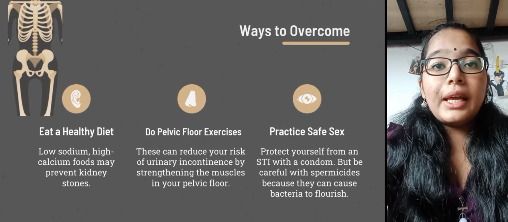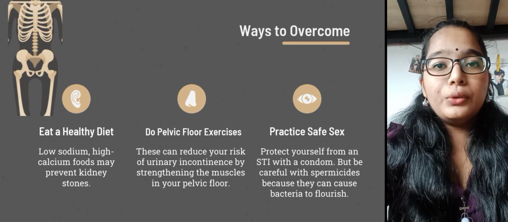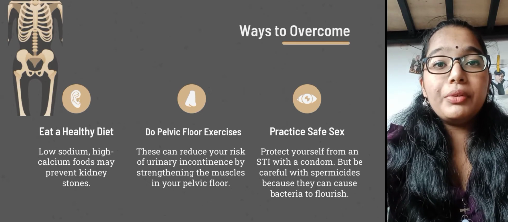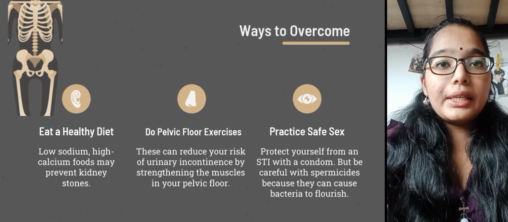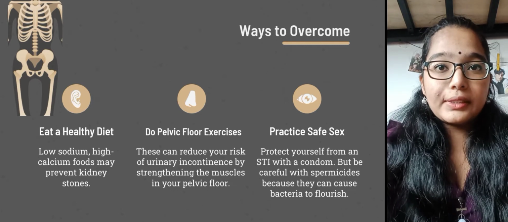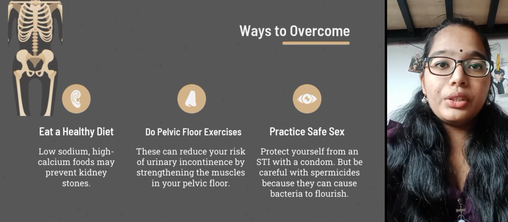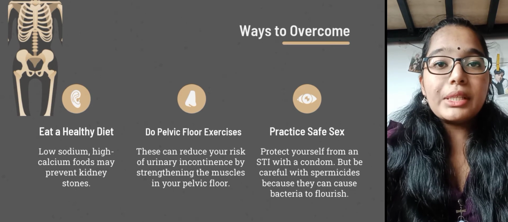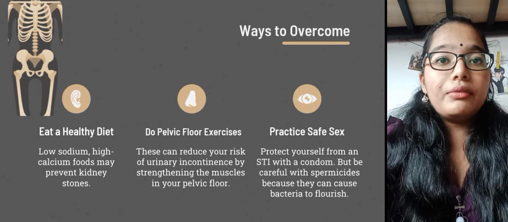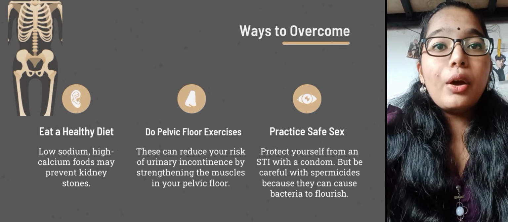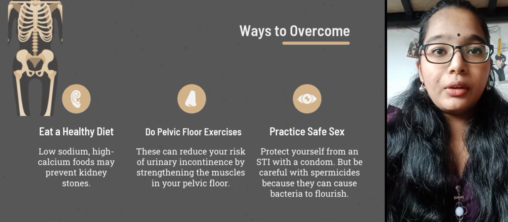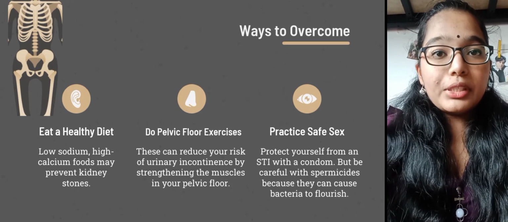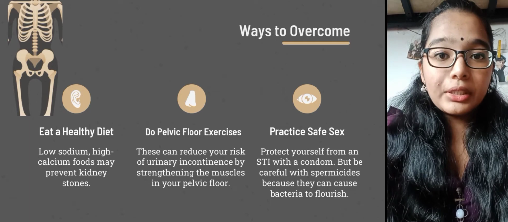Firstly, eat a healthy diet, such as low sodium, high calcium foods, which may prevent kidney stones. Second, do pelvic floor exercises. This can reduce your risk of urinary incontinence by strengthening the muscles in your pelvic floor. Finally, practice safe sex. Protect yourself from STIs with a condom. But be careful with spermicides because they can cause bacteria to flourish.